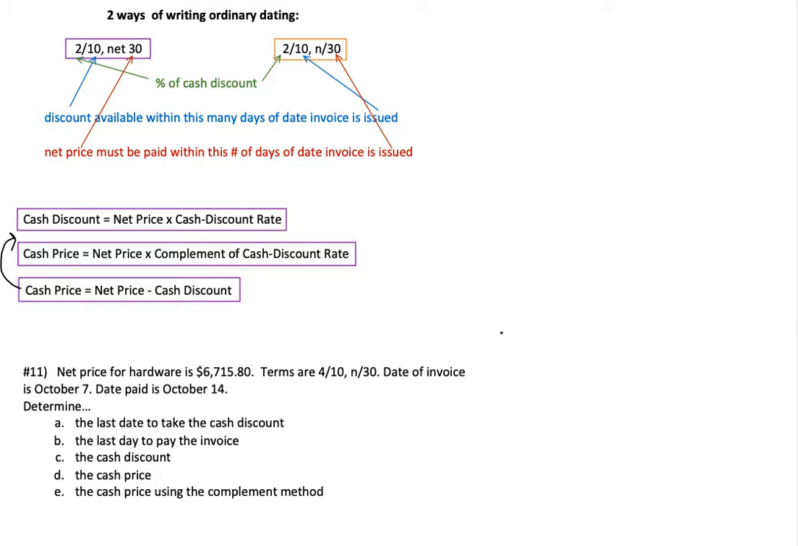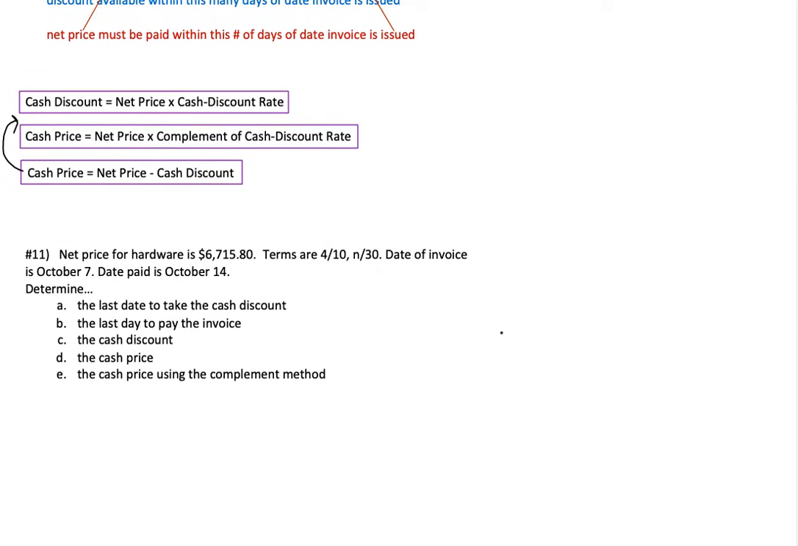So let's take a look at 11, and this is number 11 from your assignment. So the net price for hardware is $6,715.80. The terms are 4/10 net 30, okay? Which means a 4% discount is given if paid within 10 days of the invoice, and then the net is due at 30 days after the date of the invoice.